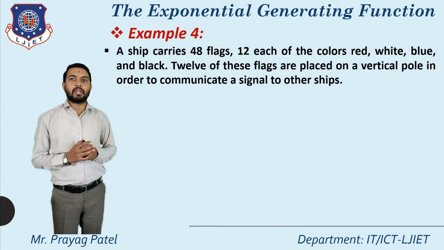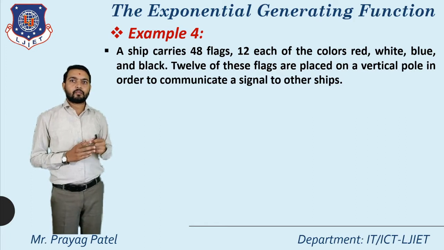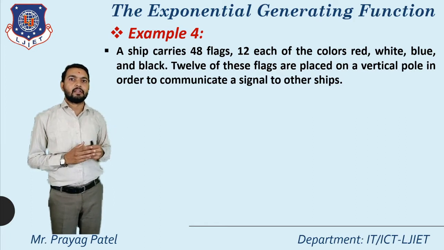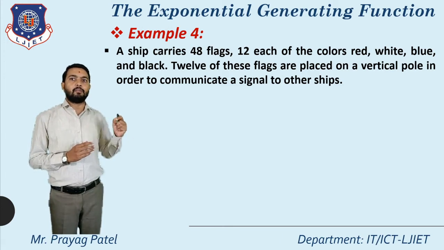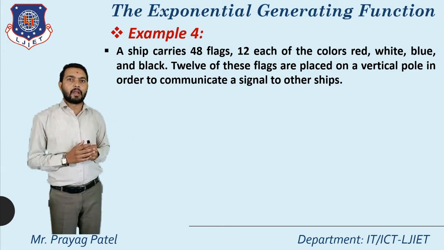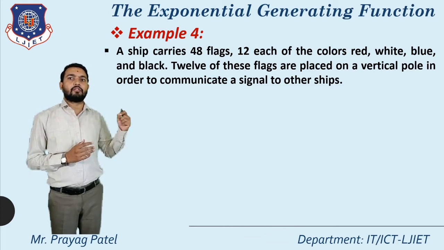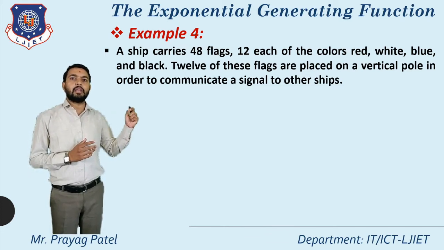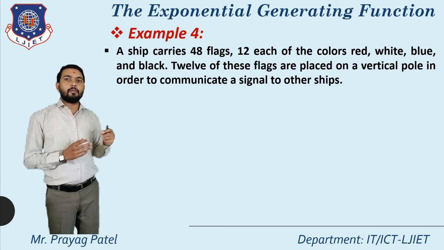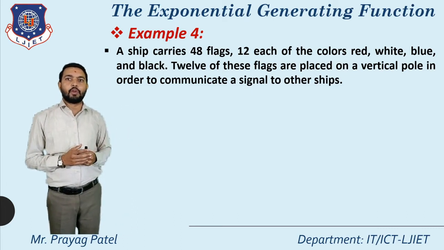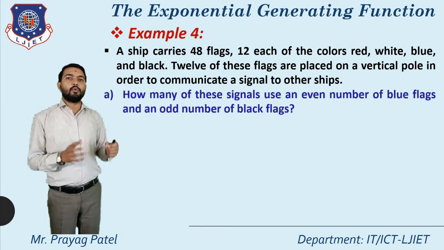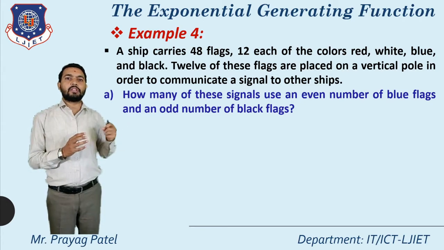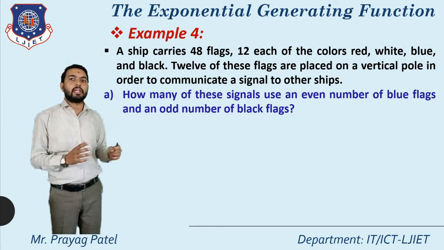Now the next example is example number 4. A ship carries 48 flags. Here in 48 flags, 12 each of the colors red, white, blue and black. That means 12 flags of the red color, 12 flags of the white color, 12 flags of the blue color and 12 flags of the black color. Now 12 of these flags are placed on a vertical pole in order to communicate a signal to the other ship. So for communication purposes, if we want to give a signal to another ship, then we use 12 flags out of these 48.